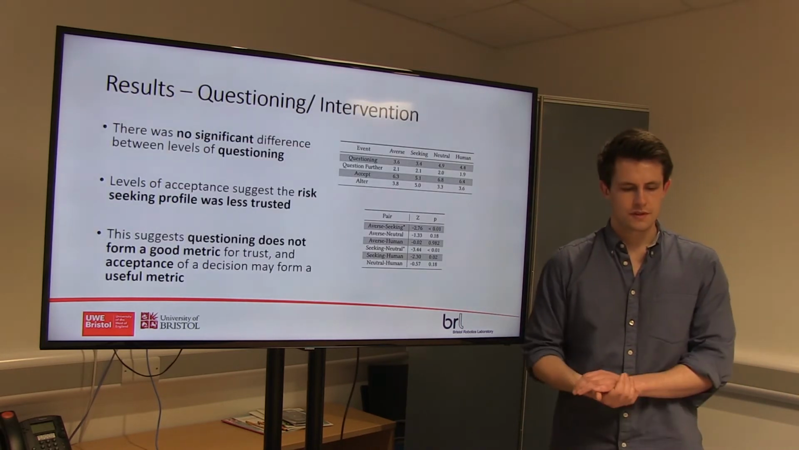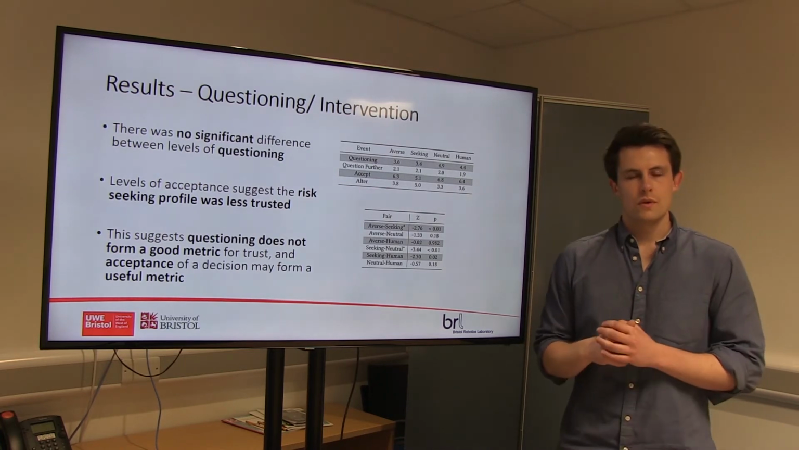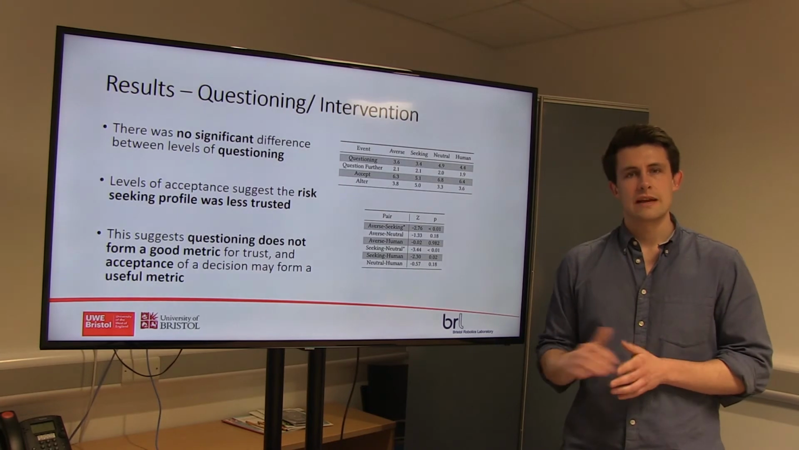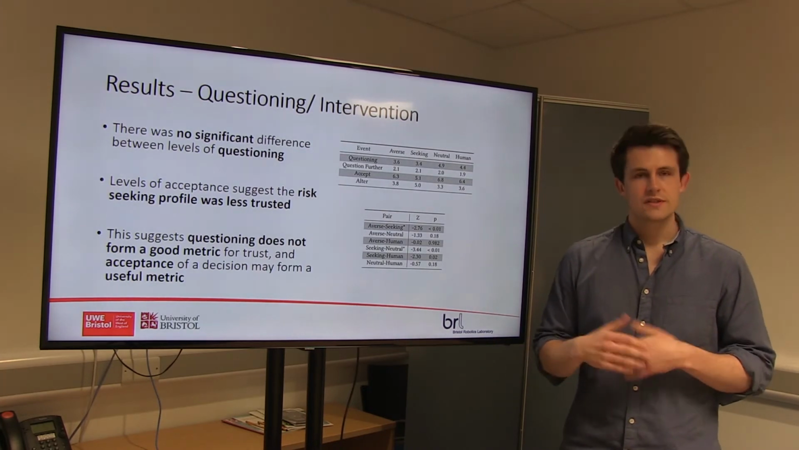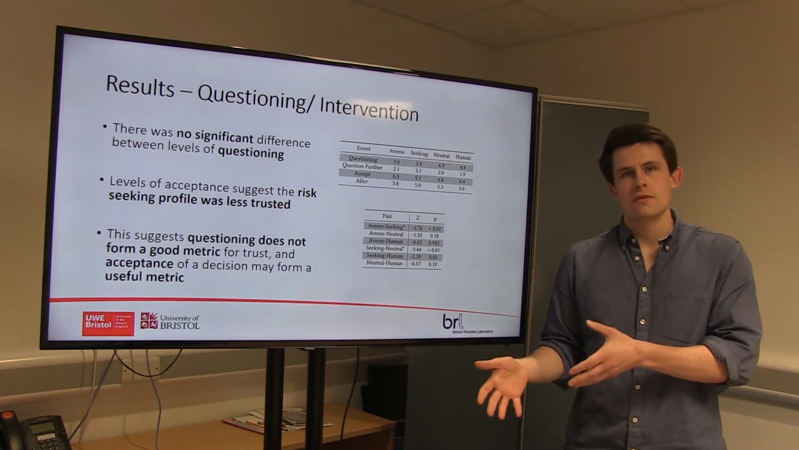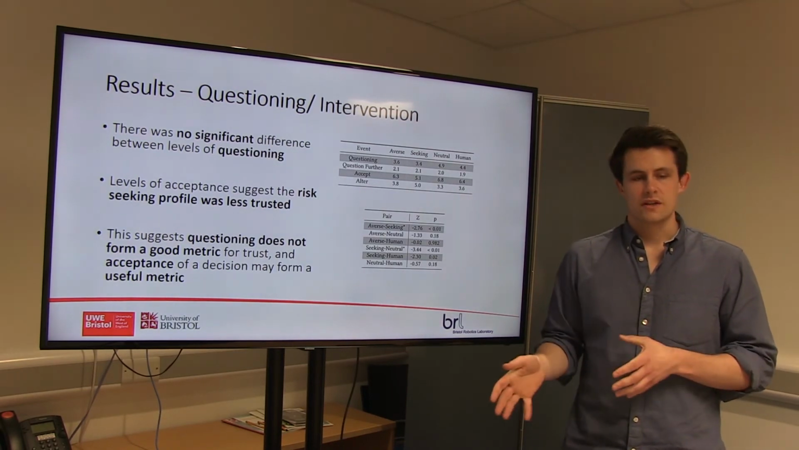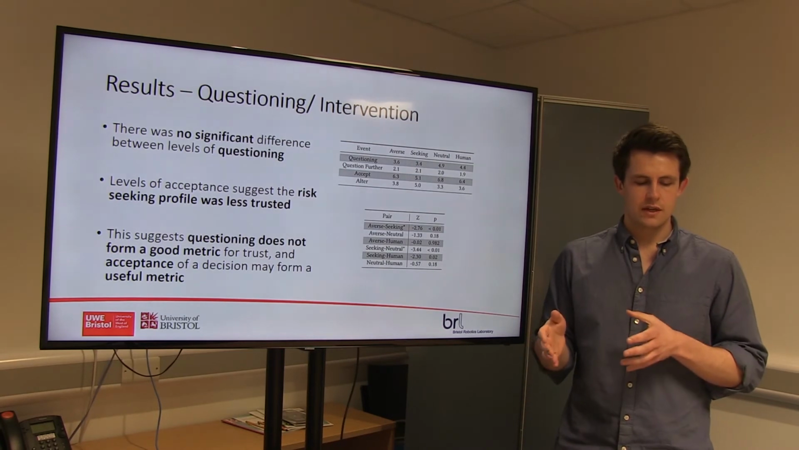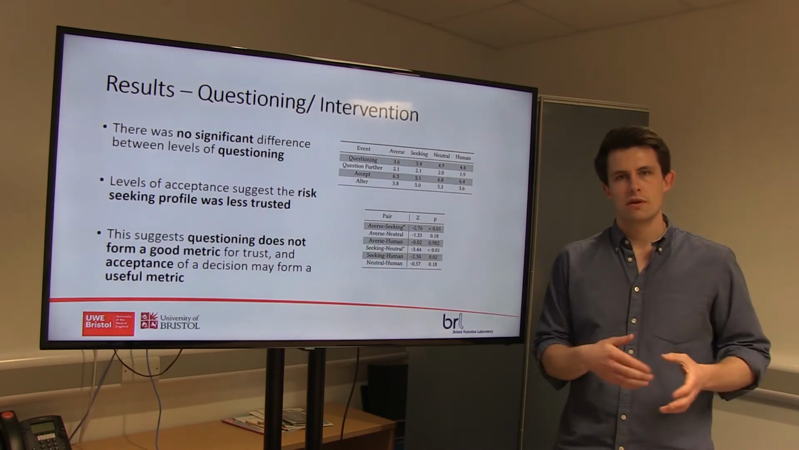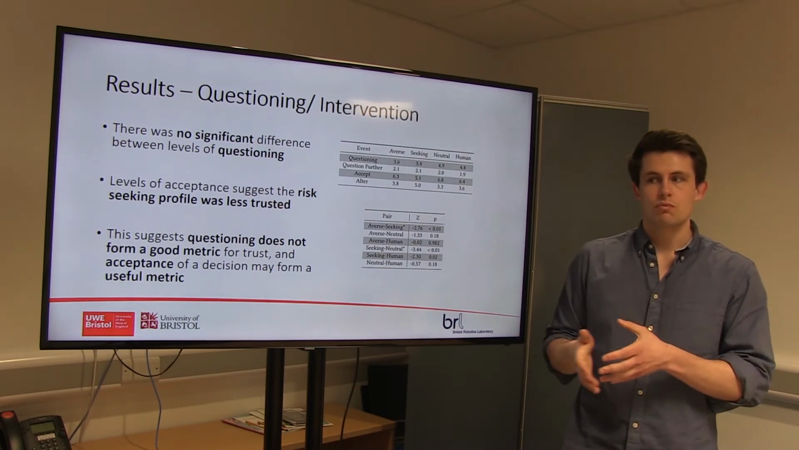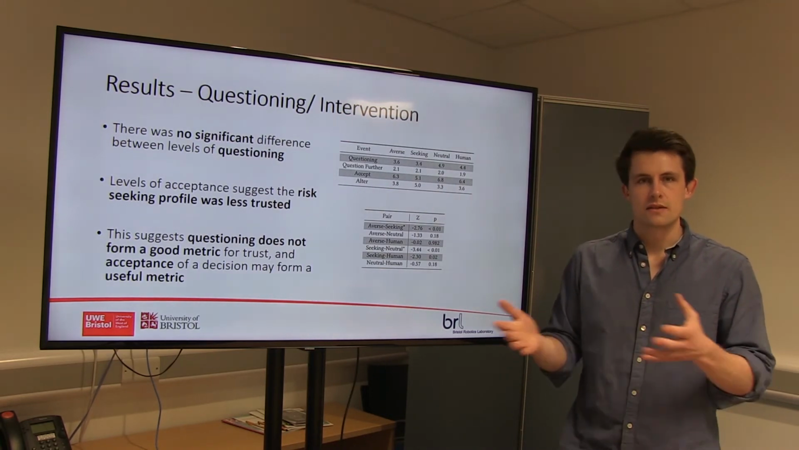So what were our results? First, we found that with questioning and intervention, there was no significant difference between the level of questioning in each profile. This suggests to us that the level of questioning of a robot probably isn't a good metric for measuring trust. However, we did find that there was a significant difference between the level of acceptance in each profile, with risk-seeking being significantly less. This suggests that the level of acceptance is a good metric.